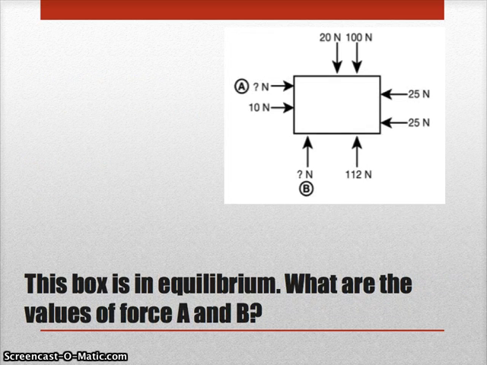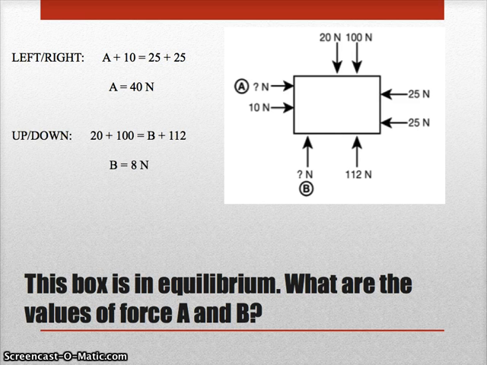Here's another object that we are told is in equilibrium. So again, we just want to balance the forces out here in 2 different directions. So the forces along the left and right direction have to balance. So whatever that A force is plus 10 would have to equal 25 and 25. And then also up and down. 20 newtons and 100 newtons pointing down, and unknown B plus 112 pointing up. So B must be 8 newtons.